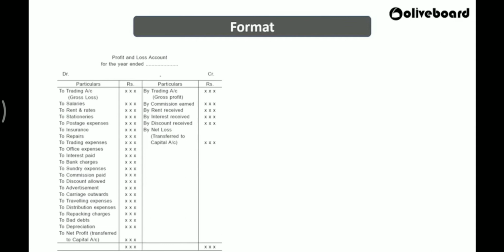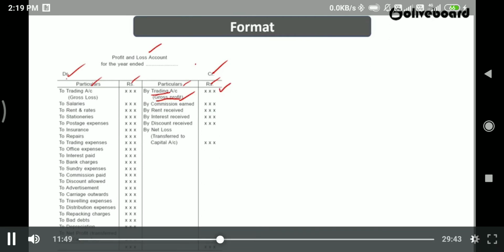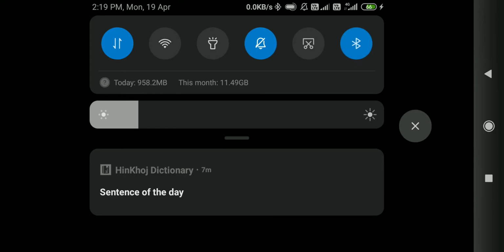See here, if it is a gross profit, again the same format, profit and loss for the year ended so and so. Now debit, credit, same side, left hand side debit, right hand side credit, particulars rupees, particulars rupees. That's it. Now on the credit side, what I wrote is gross profit. From the trading account, what you got? Gross profit. So this is income. Now again the same rule, all the incomes will be on the credit side, all the expenses will be on the debit side. Gross profit is an income to us, right? So I gave it on the credit side. This one I have taken from the trading account.